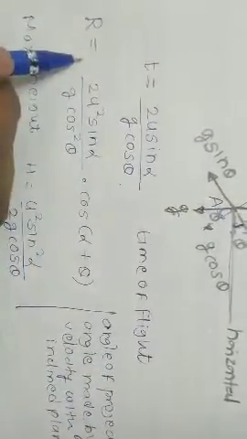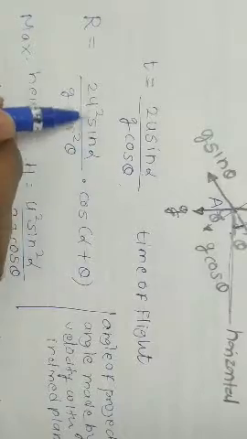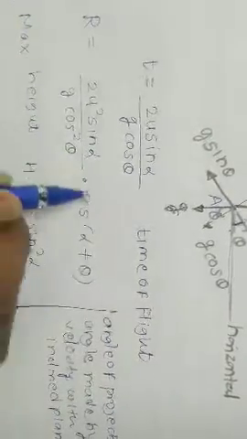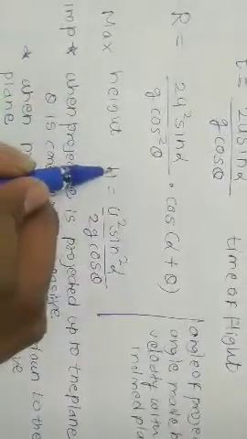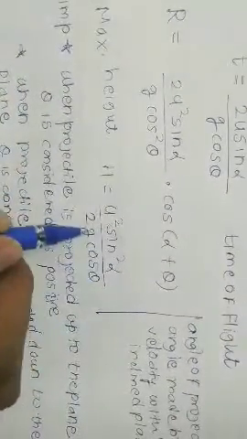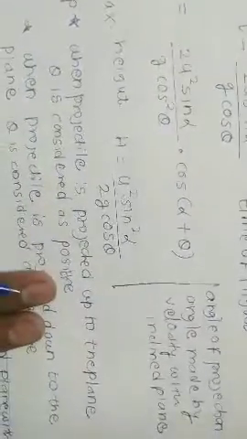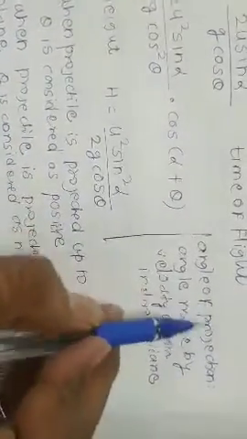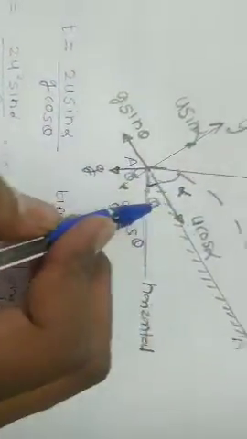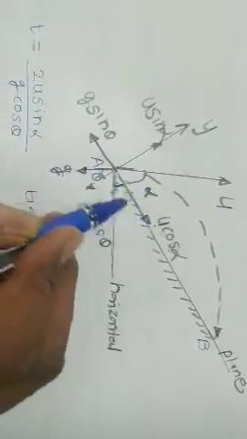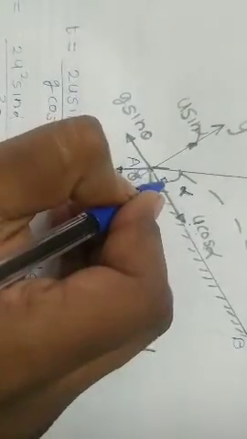Now the range formula: R is equal to 2u square sin alpha upon g cos square theta into cos of alpha plus theta. The maximum height H is equal to u square sin square alpha upon 2g cos theta. Now remember, the angle of projection is the angle made by the velocity with the inclined plane. Alpha is the angle made by the velocity with the inclined plane. So this is the angle of projection.